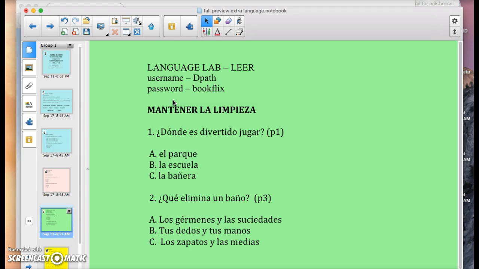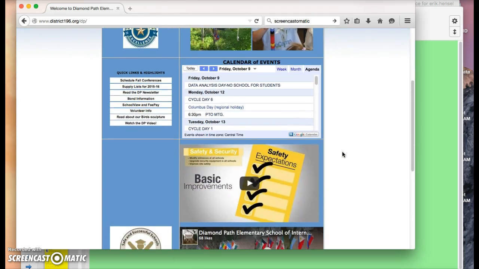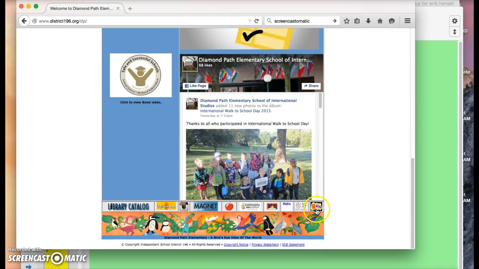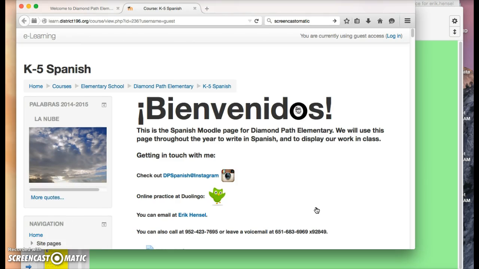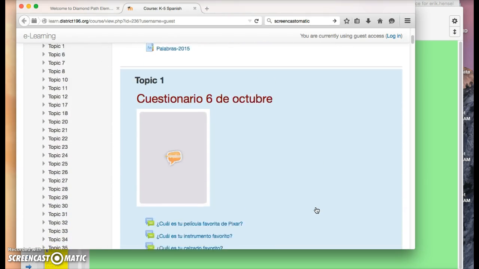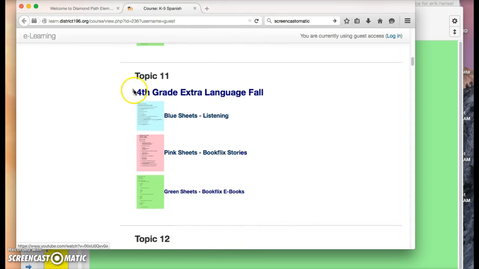And you're going to do that with the Spanish Moodle page again. And these are BookFlix books, but they're a little bit different from the other types of stories you had seen before. Now the BookFlix books, again, same thing. You're going to go to the Spanish Moodle page right here. Click on Hola. And then you're going to scroll down to where it says fourth grade extra language fall.